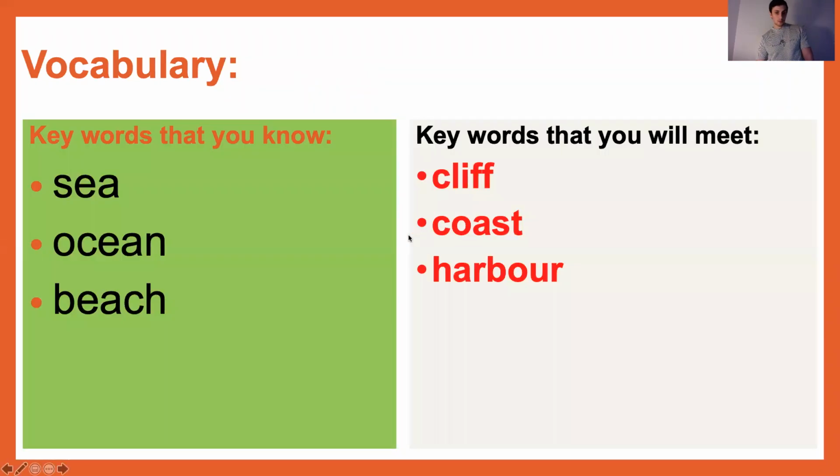So, moving on. Some vocabulary that you're going to meet today. We already know these words here: sea and ocean. Salt water makes up sea and ocean, and beach. Beaches can be sandy, they can be pebbly, they come in all different shapes and sizes. We'll have a look at some of those today and some of the features of those. And some keywords that you might not know. Cliff. Now, a cliff is a steep side of rock that is next to the sea. We'll have a look at some of that today.